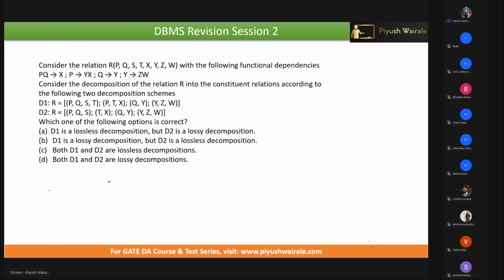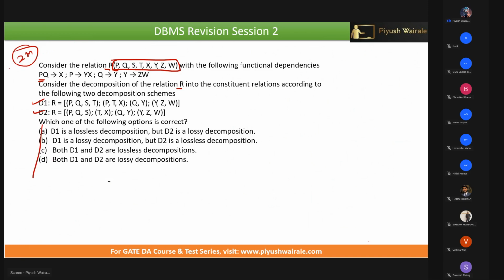So this is also one previous year question. Here we have a relation R with attributes P, Q, R, S, T, W, and the FDs are given to us. Consider decomposition of relation R into constituent relations according to the following decomposition scheme. Here we have two decompositions, D1 and D2. We have to check which one is lossy and which one is lossless. This question was for 2 marks.